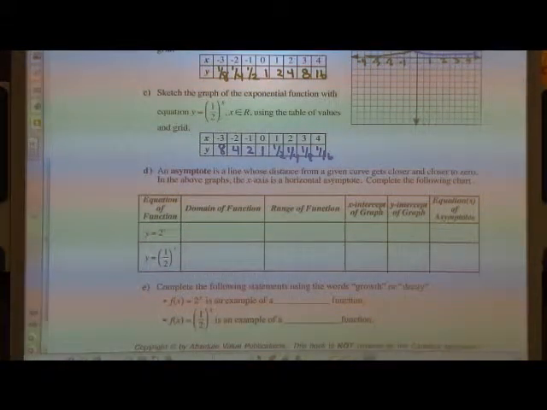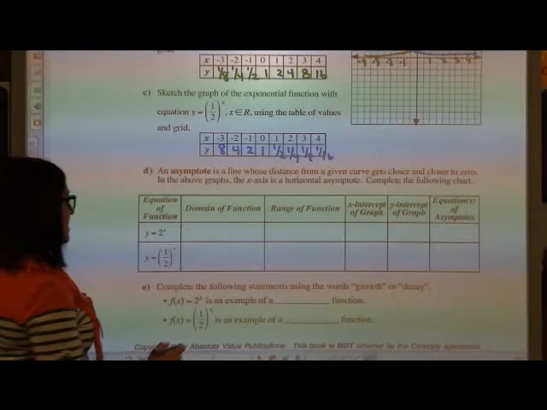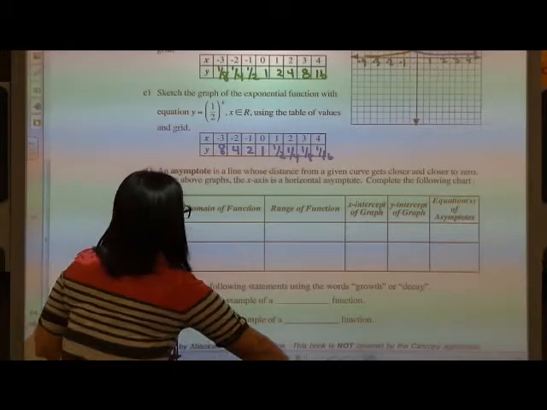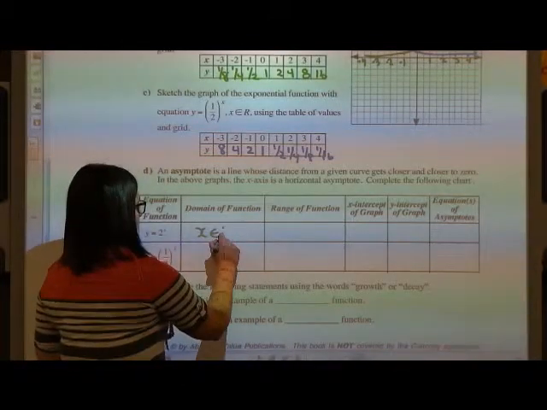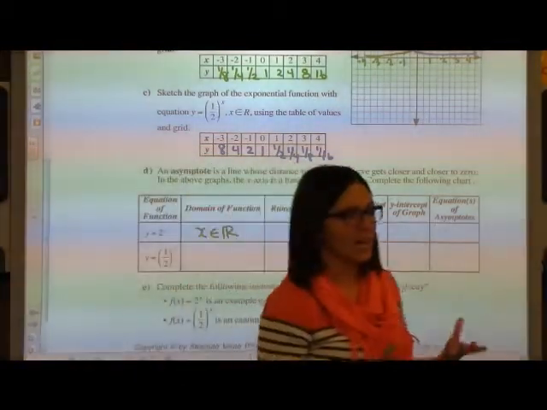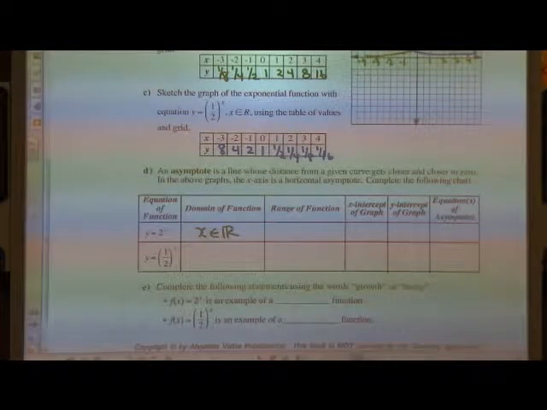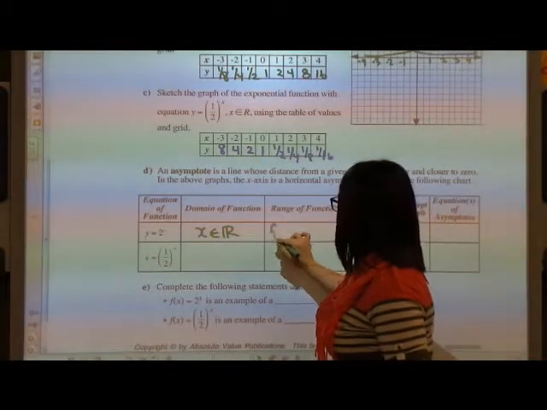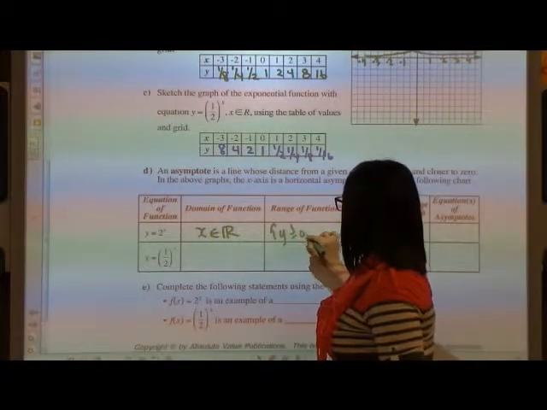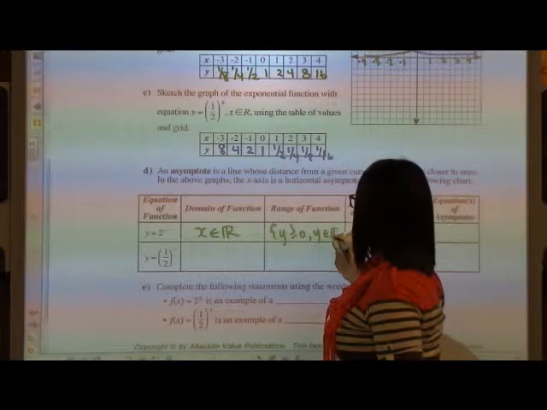So in the equation of the function y equals 2 to the power of x, the domain of that function is that x could actually be anything. There is no value that x cannot equal; I can find 2 to the power of x for any x. The range is all positive values. So y is greater than or equal to 0, and y is a real number.